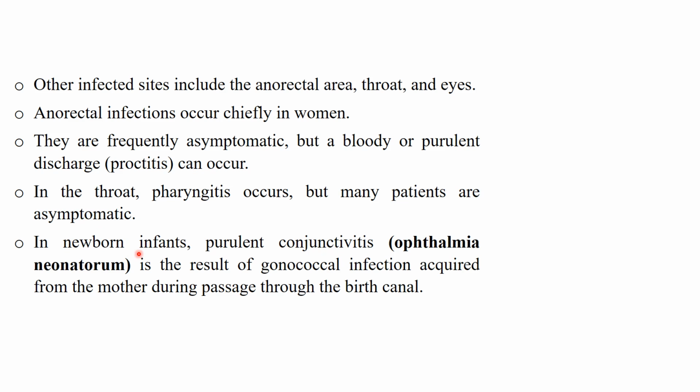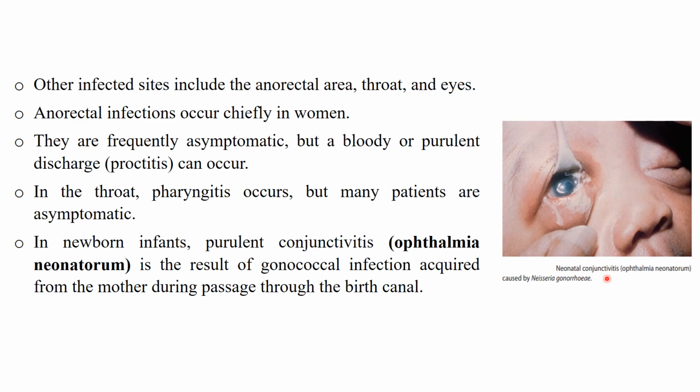In newborn infants, purulent conjunctivitis, ophthalmia neonatorum, is the result of gonococcal infection acquired from the mother during passage through the birth canal. These are the different disseminated infections, जिसमें anorectal हो गया, pharyngitis हो गया और ophthalmia neonatorum in the newborn हो गया, while passing through the birth canal.